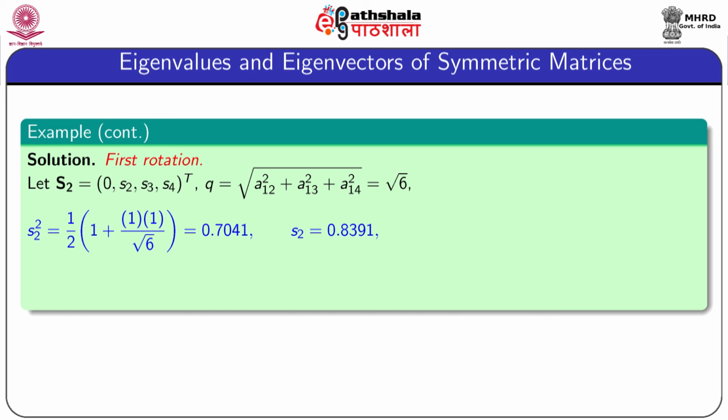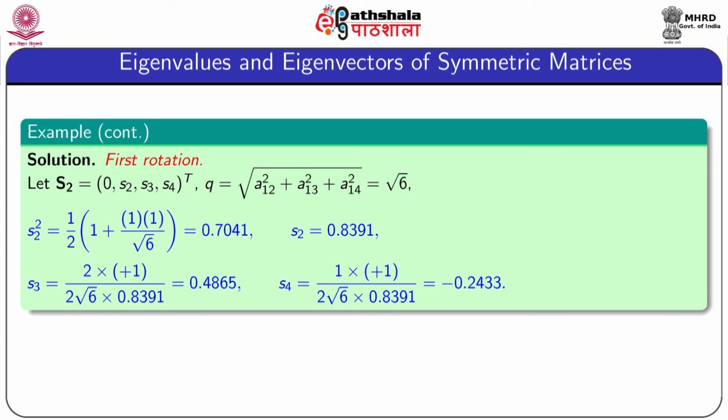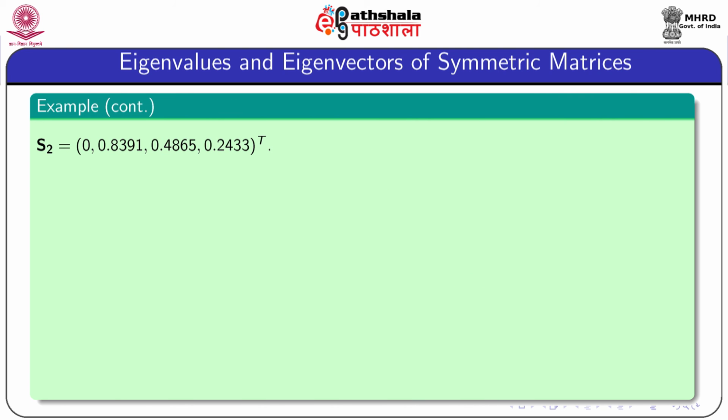The second element of the vector S2 satisfies S2 squared equal to 0.7041, and finally S2 equal to 0.8391. Similarly, S3 equal to 0.4865, S4 equal to minus 0.2433. So, these are the elements of the vector S2. That means S2 is a column vector whose first element is 0, second is 0.8391, third is 0.4865, and last element is minus 0.2433.